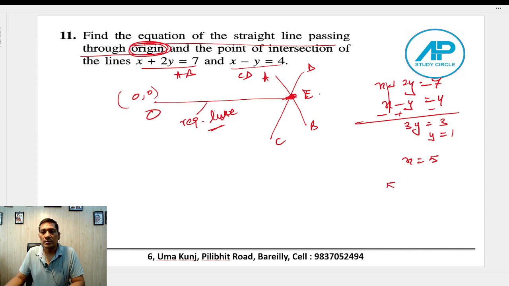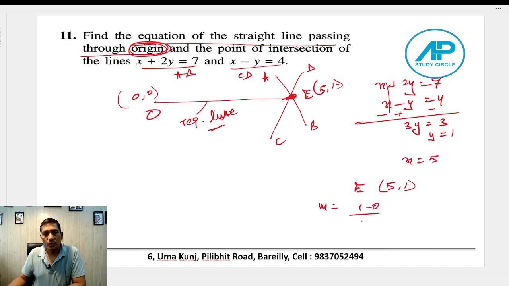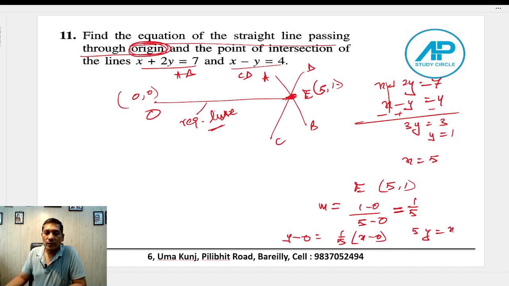Passing point becomes 5, 1. This point is 5, 1. Now you can understand what next. Find the slope of the equation: 1 minus 0 upon 5 minus 0 gives you 1 upon 5. Find the equation: y minus 0 equals 1 upon 5 into x minus 0. If I do it directly, x equals 5y is the required equation.